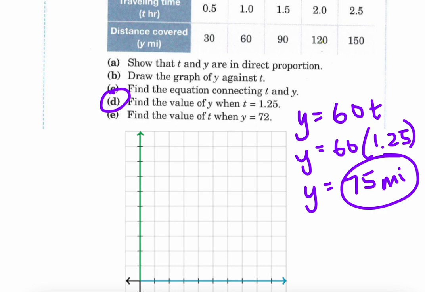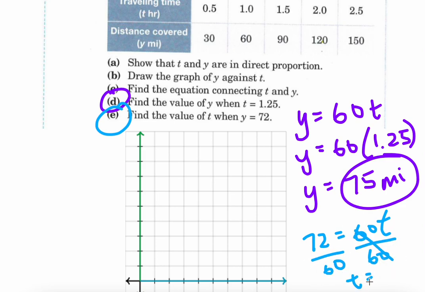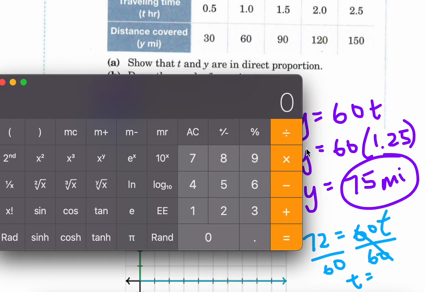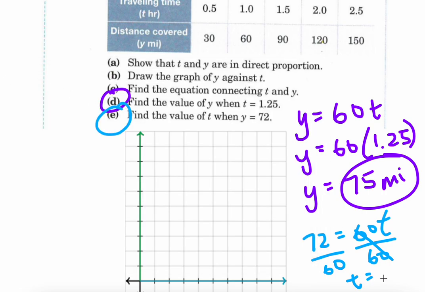Now E. Find the value of t when y equals 72. Now instead of y, we're putting in 72. 72 equals 60t. Now we divide both sides by 60. So now t equals whatever 72 divided by 60 is. 72 divided by 60 is 1.2. So 1.2 hours. They want to know when you've traveled 72 miles, how long would that have taken you? 1.2 hours. Those answers make sense.